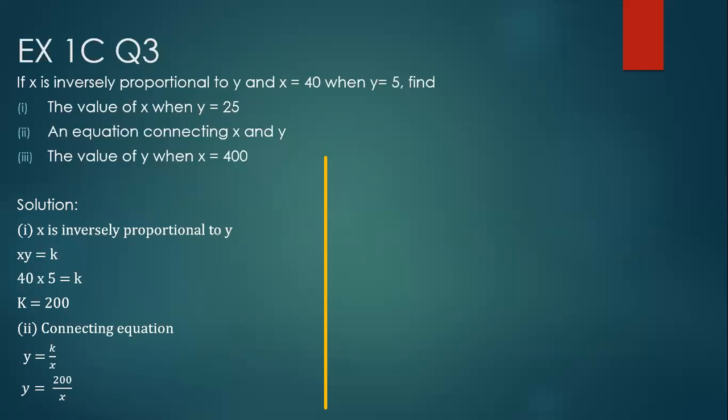Using this connecting equation, we are going to solve the third part, which is if x is 400, what will be the value of y? Now we know our connecting equation, y is equal to 200 upon x. Let's replace x with 400. So we are going to get half as the value of y, or 0.5. After doing this, pause the video and solve question number 4 by yourself.